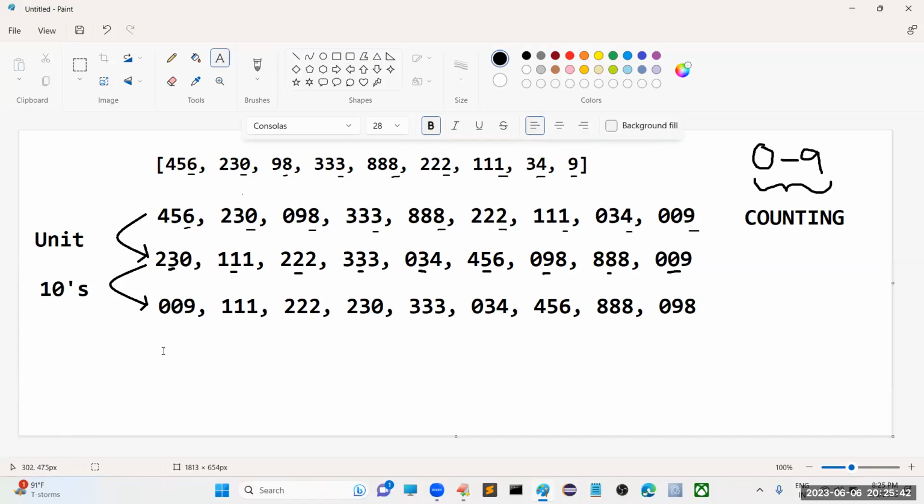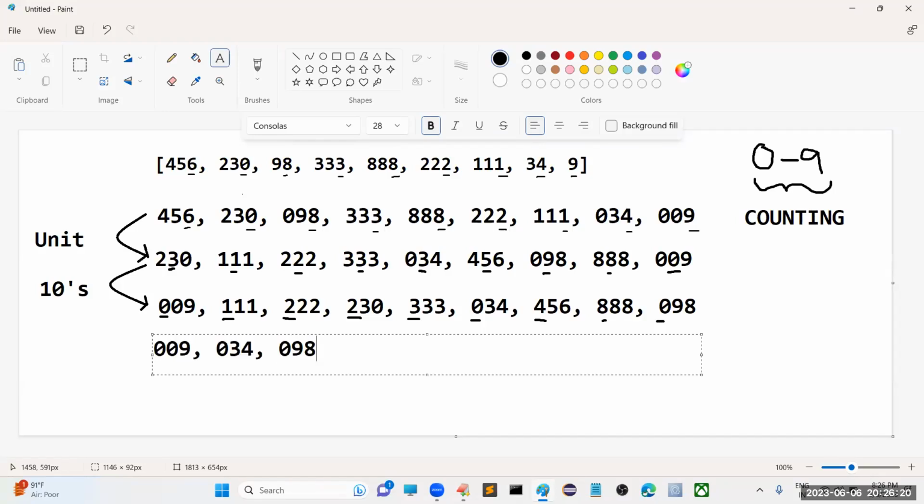Now, since it is a 3-digit number, we have another digit, which is the hundreds digit, the hundreds position, which is 0, 1, 2, another 2, another 3, another 0, another 4, another 8, another 9. So now we have to sort according to that. How is it going to be sorted? If you take 009, we will get 009. Next, any other number beginning with 0? 034. Any other beginning with 0? 098. I think there are no other zeros at the beginning.